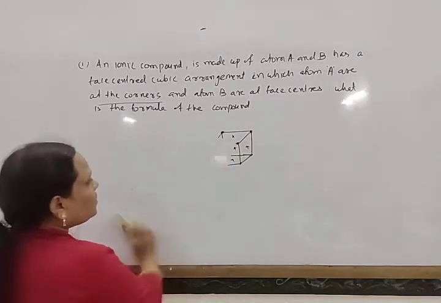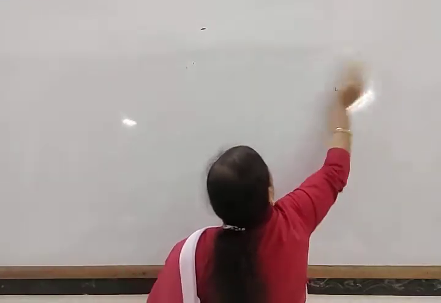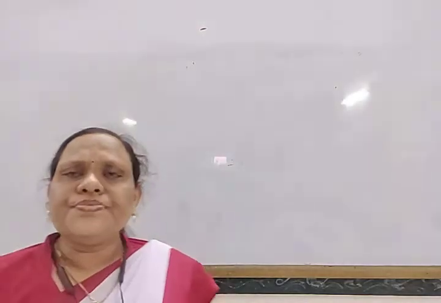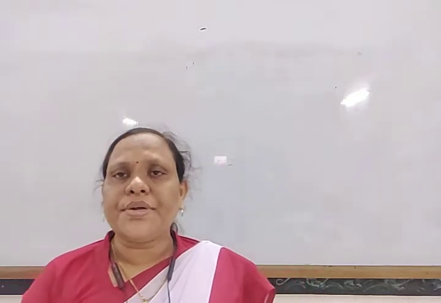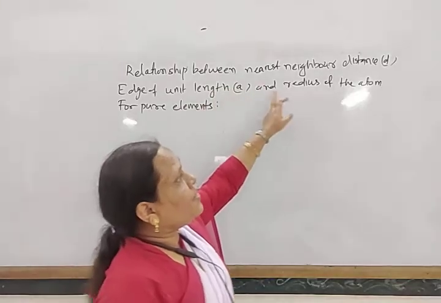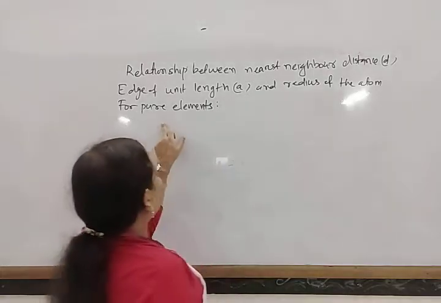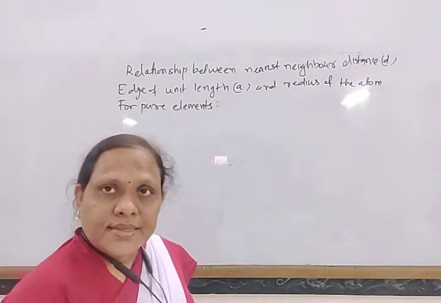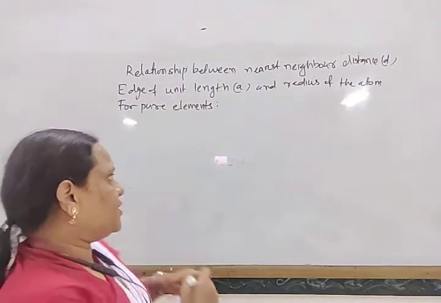Next, come to another portion of this chapter, that is the relation between the nearest neighbor distance. So in different unit cells, what is the relationship between the nearest neighbor distance, edge length a, and radius of atom for pure elements? Here we are discussing only the cubic crystal system.